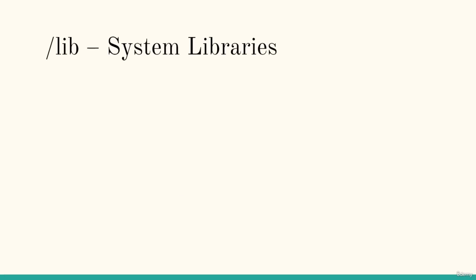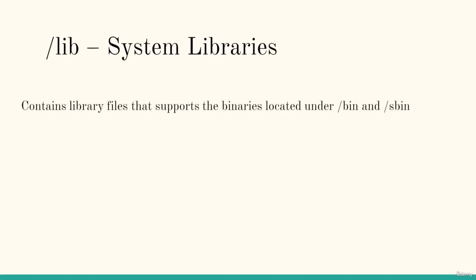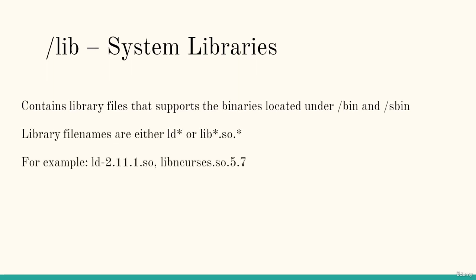The /lib, or the system libraries. This contains files that support the binaries located under /bin and /sbin. Library files are either ld-star or lib-star, .so-star, etc. For example, ld-2.x.so, libncurses.so.5.7, etc. These are just other examples.